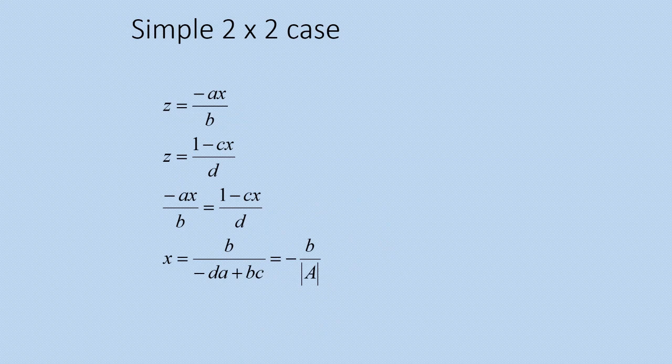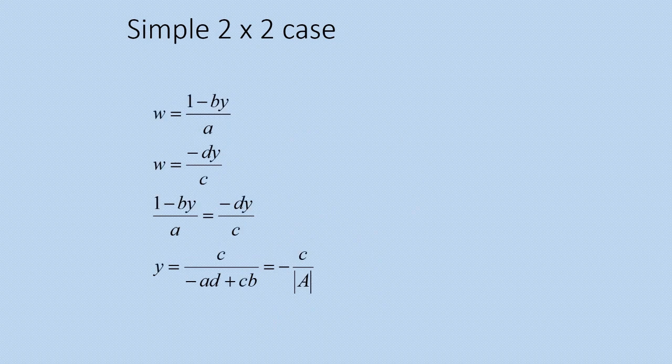Similarly, from equation 2, Z is equal to minus AX by B. From equation 4, Z is equal to (1 minus CX) whole divided by D. Equating 2 and 4, minus AX by B is equal to (1 minus CX) whole divided by D. X is equal to B divided by minus AD plus BC, which is equal to minus B by determinant A.